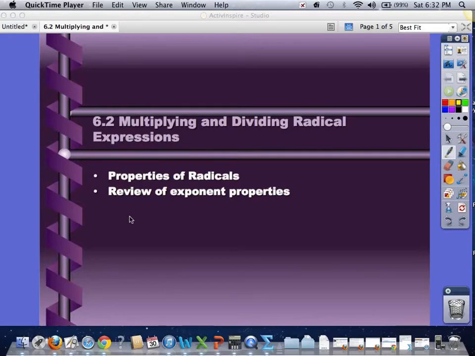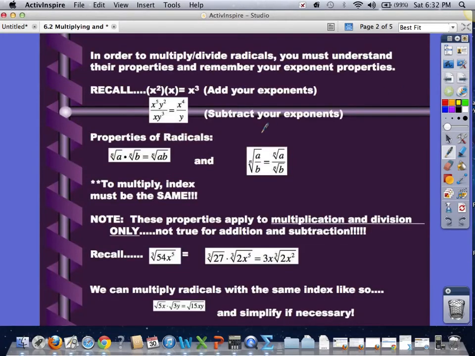6.2, multiplying and dividing radical expressions. Properties of radicals is what we're going to talk about first, and we have to review our exponent properties in order to do this section. So let's get started. In order to multiply and divide radicals, you must understand their properties and remember your exponent properties from before.